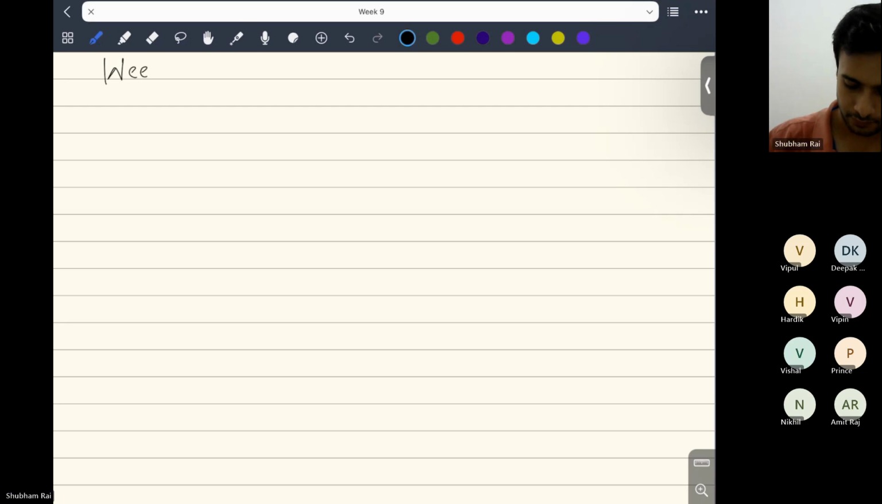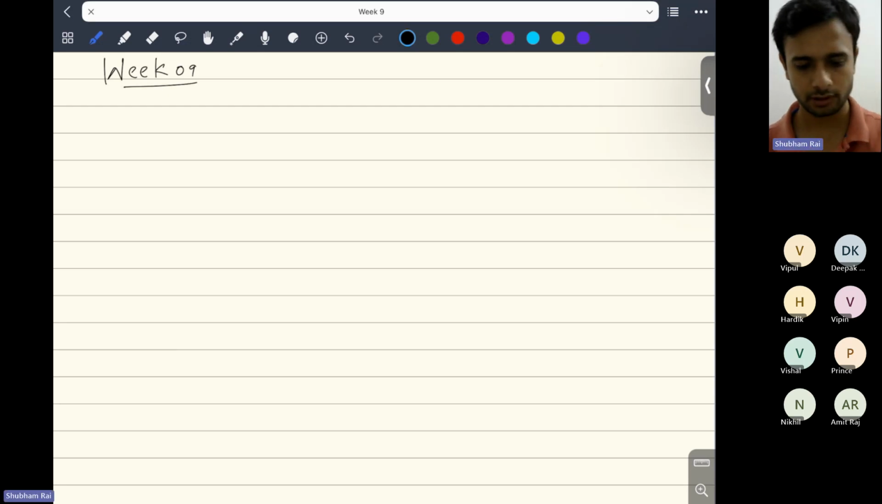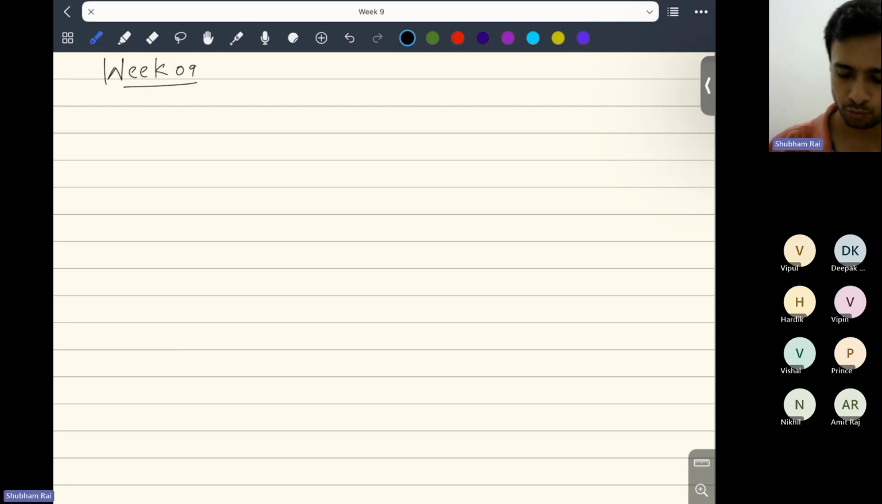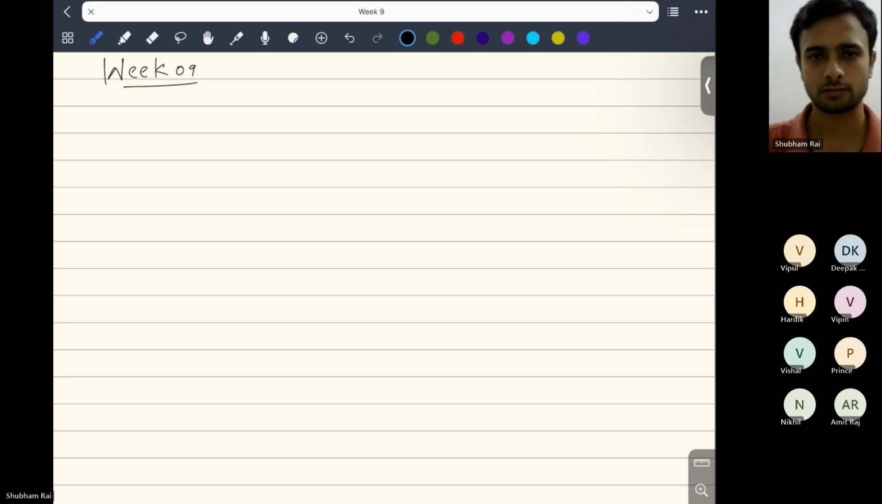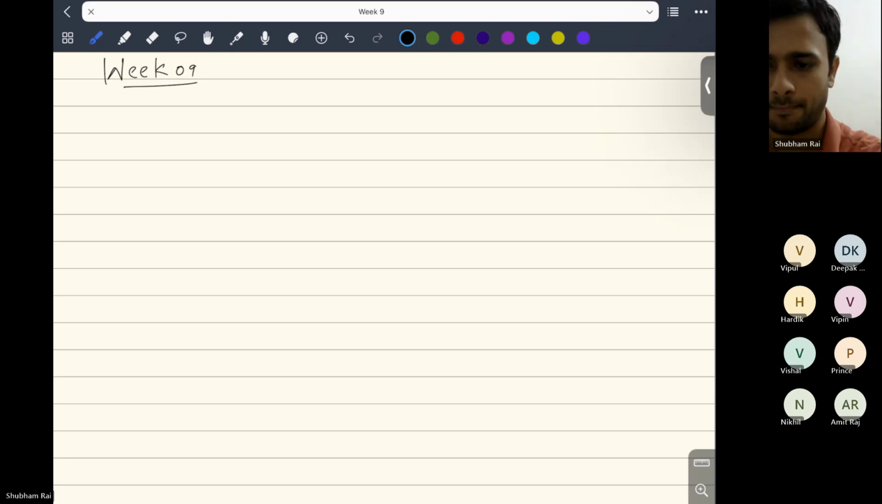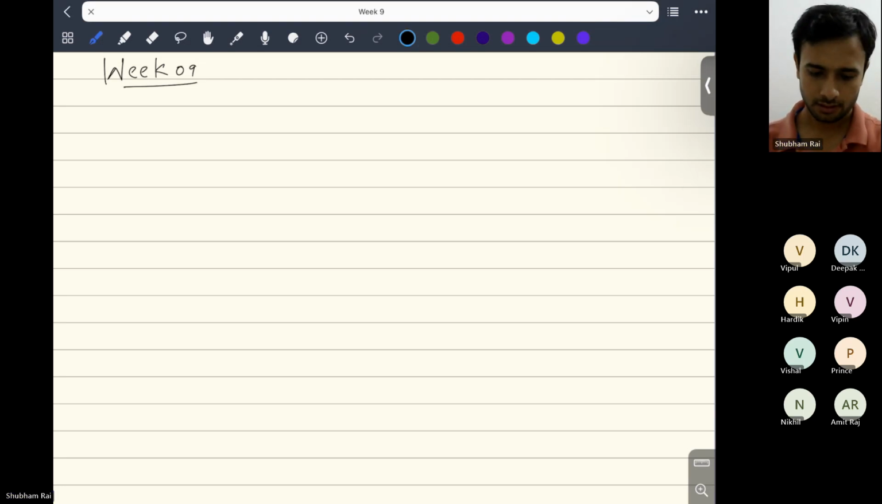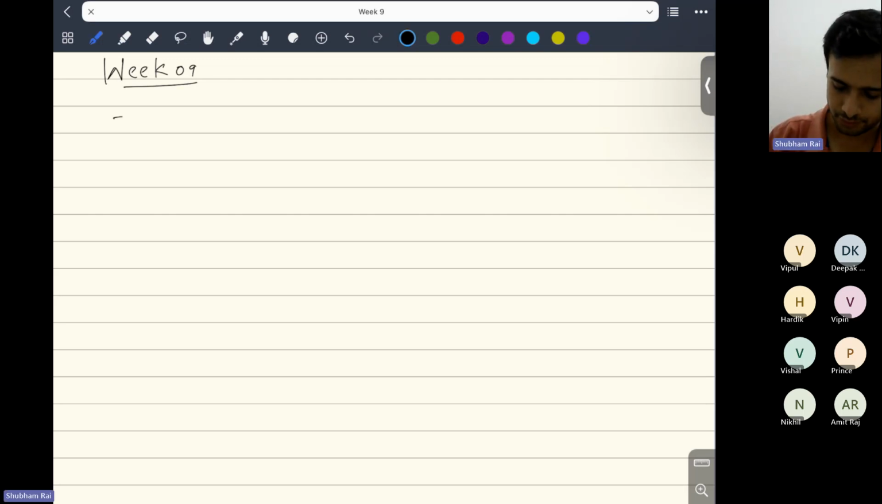So this is week 9. In week 9, you would have studied pure bending of rectangular beams. First topic that was covered was pure bending of rectangular beams.